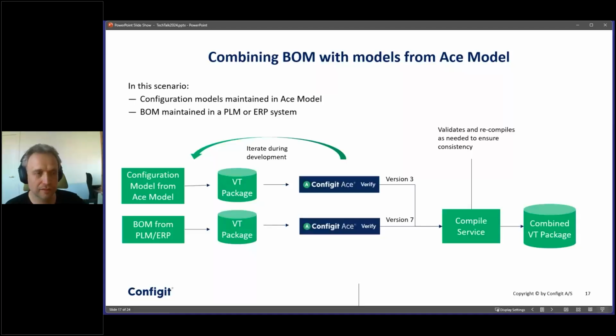So what we suggest again is that during development processes, you can iterate over individual packages. So just like before, you can have Ace model do its own release pipeline. It will again just produce a package. Of course there's no converter needed here. It's our own data source. And from BOM, the BOM source, you do your converter and compile. Then you can get the compile service to combine them afterwards when you're ready.